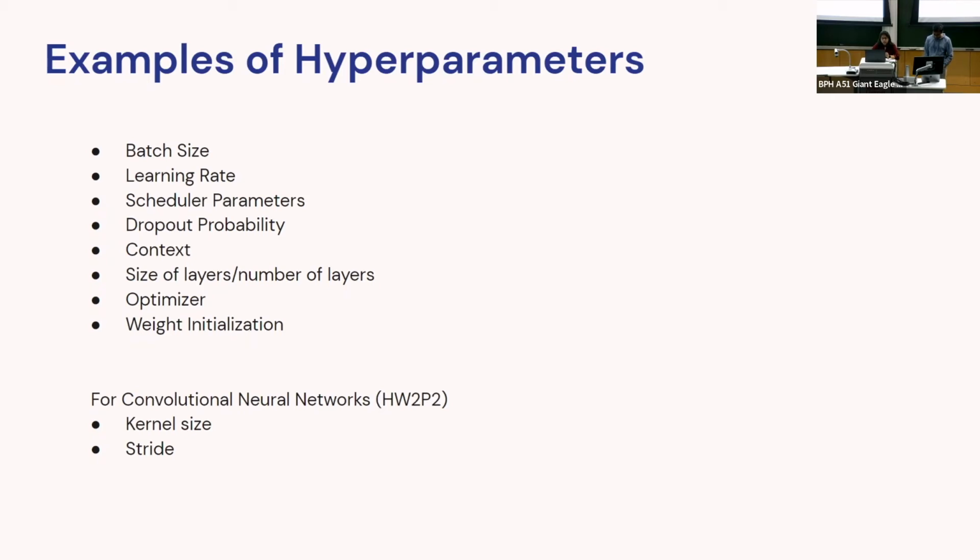And then for your convolutional neural networks, that is in your homework 2P2, the kernel size also matters, and your stride. Kernel size is basically the filter size, and stride is the number of pixels that one must move across to perform the next convolution.